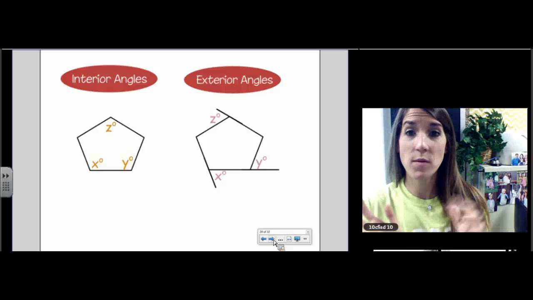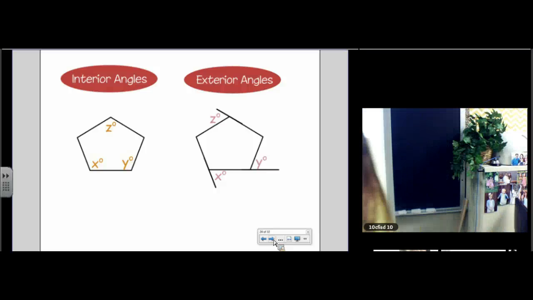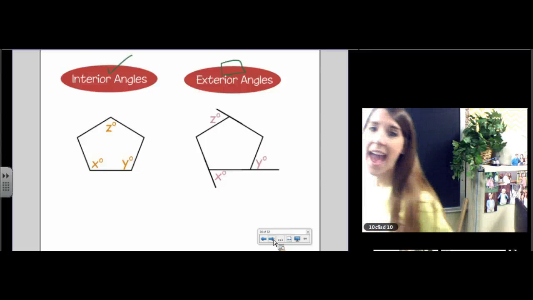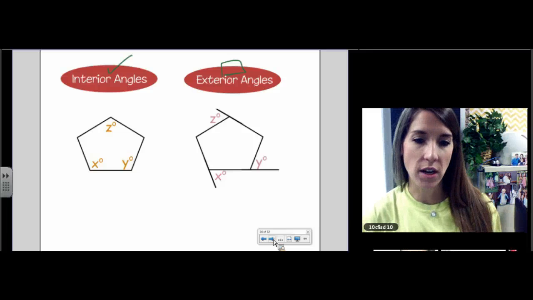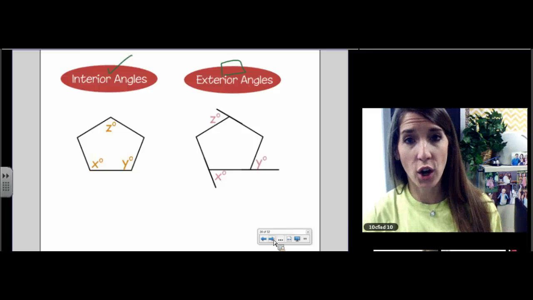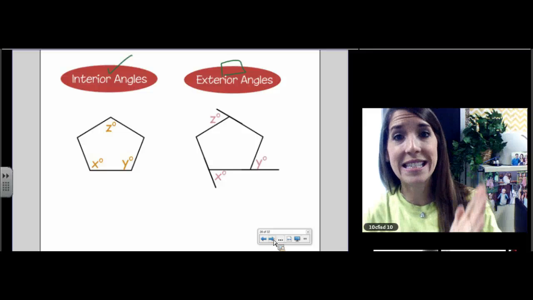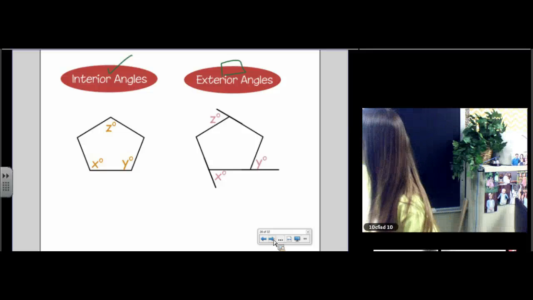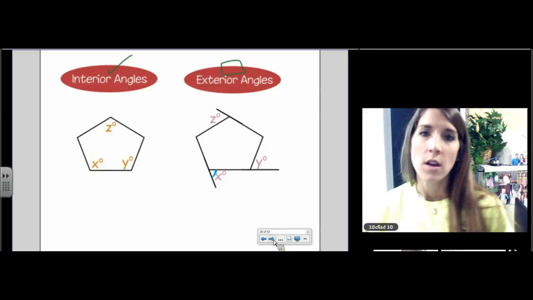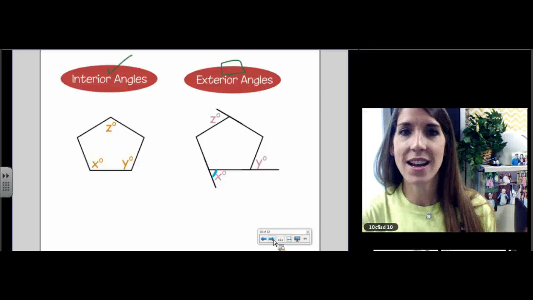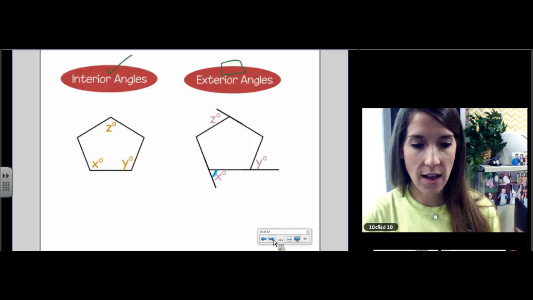Okay, now we're going to move on. That was interior. Interior, check. We're done with that. Now we need to go over the exterior angles of a polygon. So we now know how to find the interior. Exterior angles occur when you take a side and you extend it. When you extend the side, you get an exterior angle. If a polygon has 5 sides, it's going to have 5 exterior angles. Okay, it's going to have the same number.